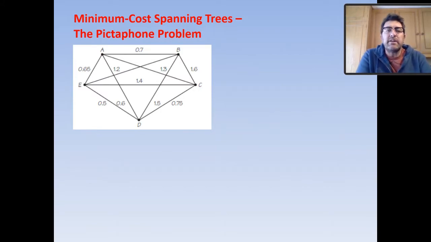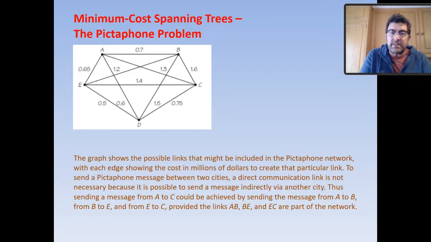There we have a familiar graph that we used before, but this graph represents the possible links that might be included in a pictophone network, with each edge showing the cost in millions of dollars to create a particular link. To send a pictophone message between two cities, a direct communication link is not necessary, because you could connect, let's say, city B and city E via city A, C, or city D. It depends on which one is the minimum cost to establish, which connection will cost the least.